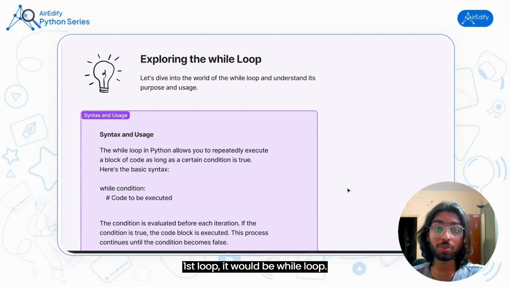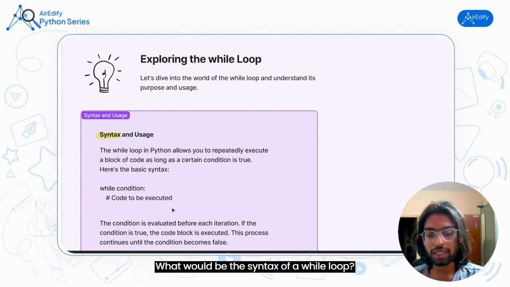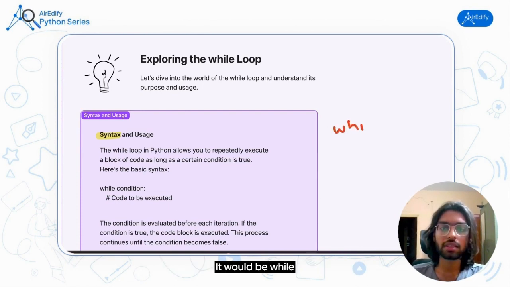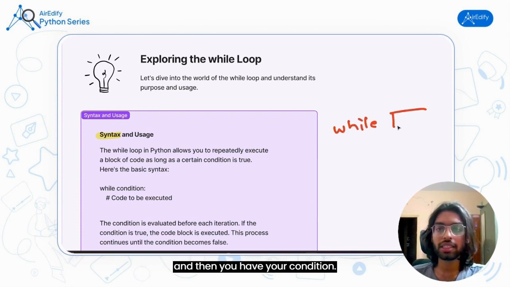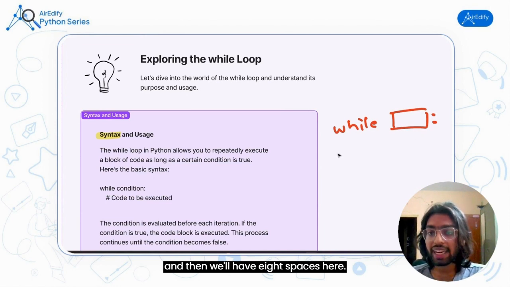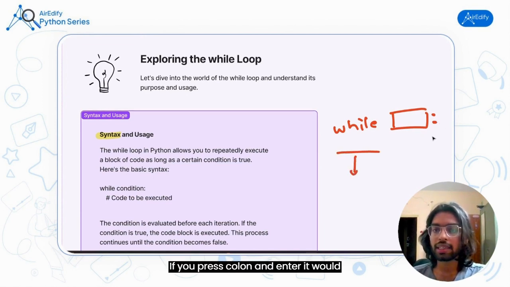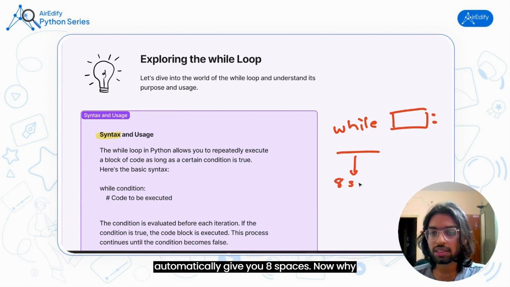Coming to the first loop, it would be the while loop. What would be the syntax of a while loop? It would be while, and then you have your condition. Then it would be ended by a colon. And then we'll have 8 spaces here. If you press colon and enter, it would automatically give you 8 spaces.